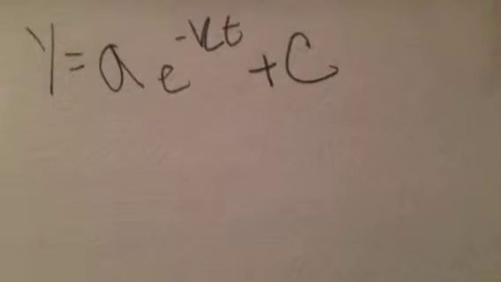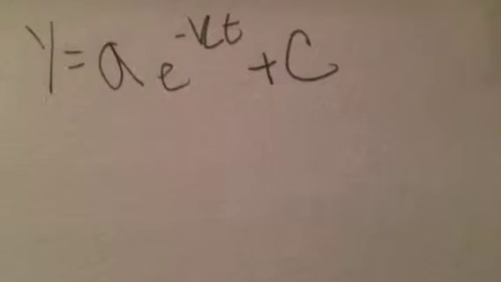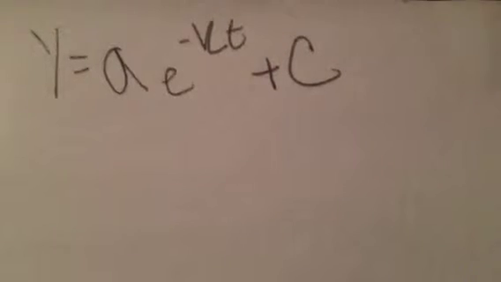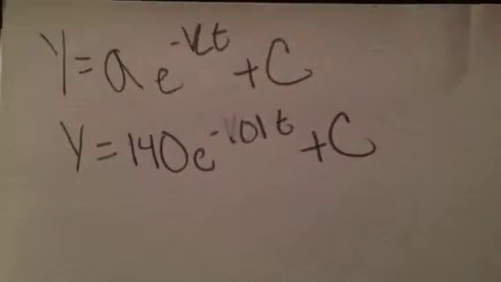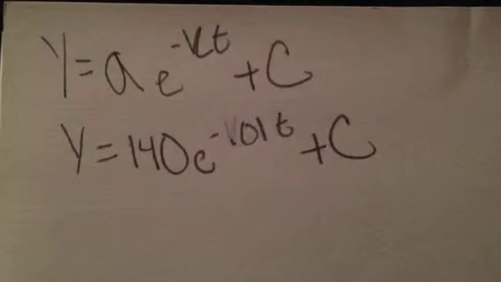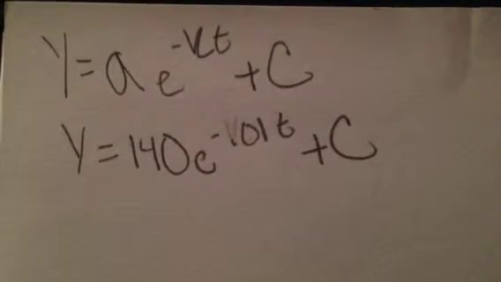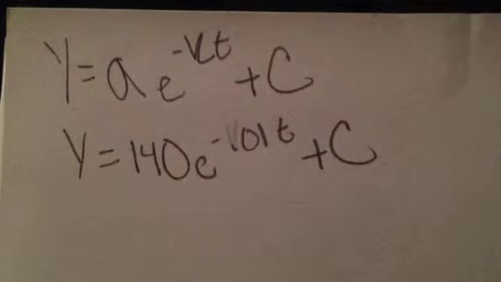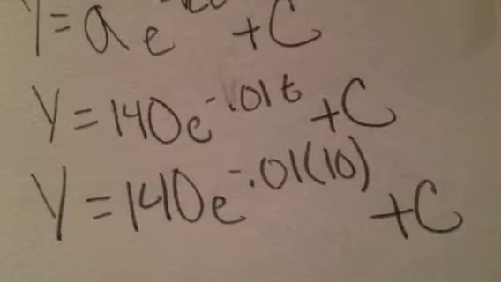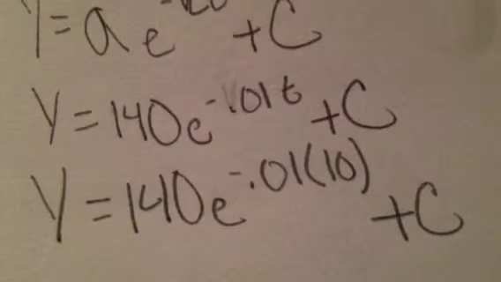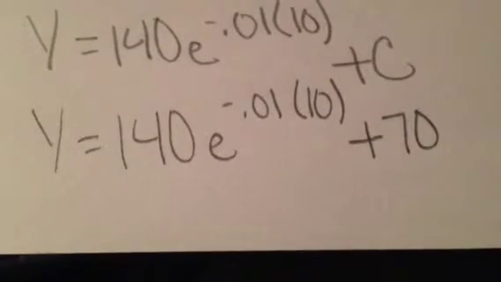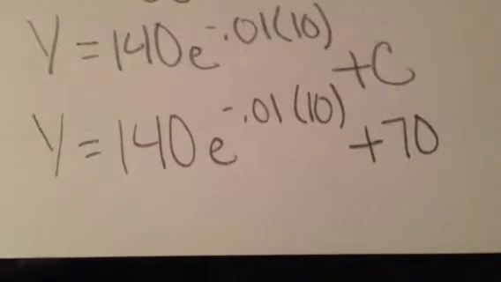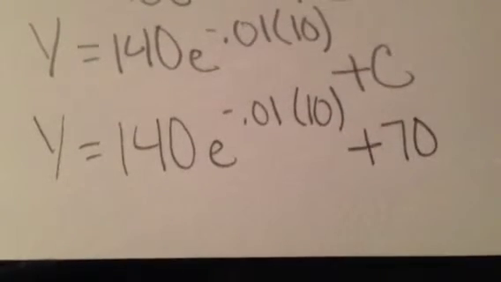So we're going to use the equation for Newton's law of cooling to find the temperature of Janet's soup. The constants, I just went ahead and plugged those in, 140, and remember it's negative K, so negative 0.01. We want to know how hot our soup will be after 10 minutes, so T equals 10. Finally, the temperature of the medium surrounding the object was 70 degrees. So this is our equation so far.